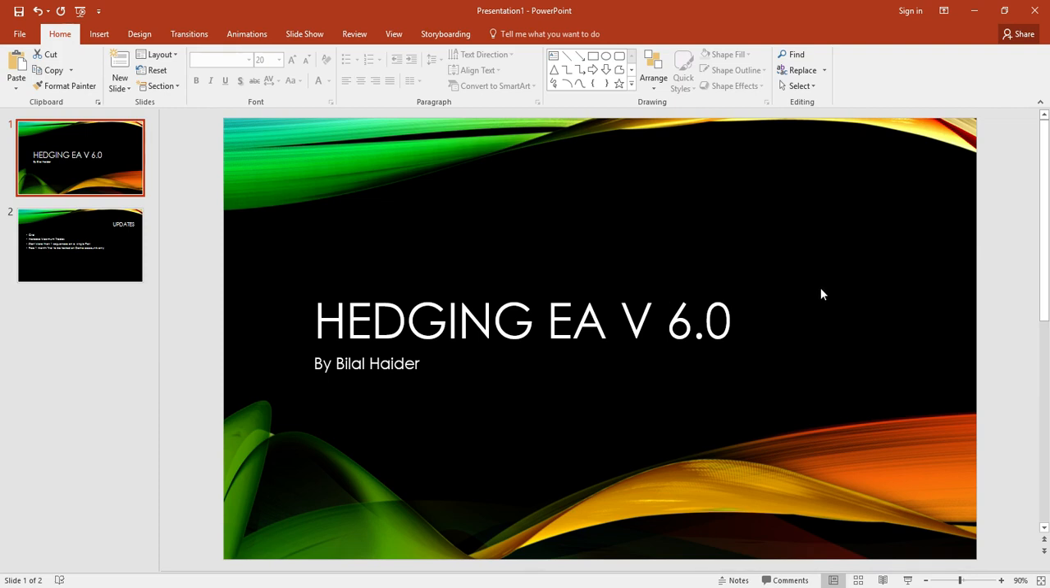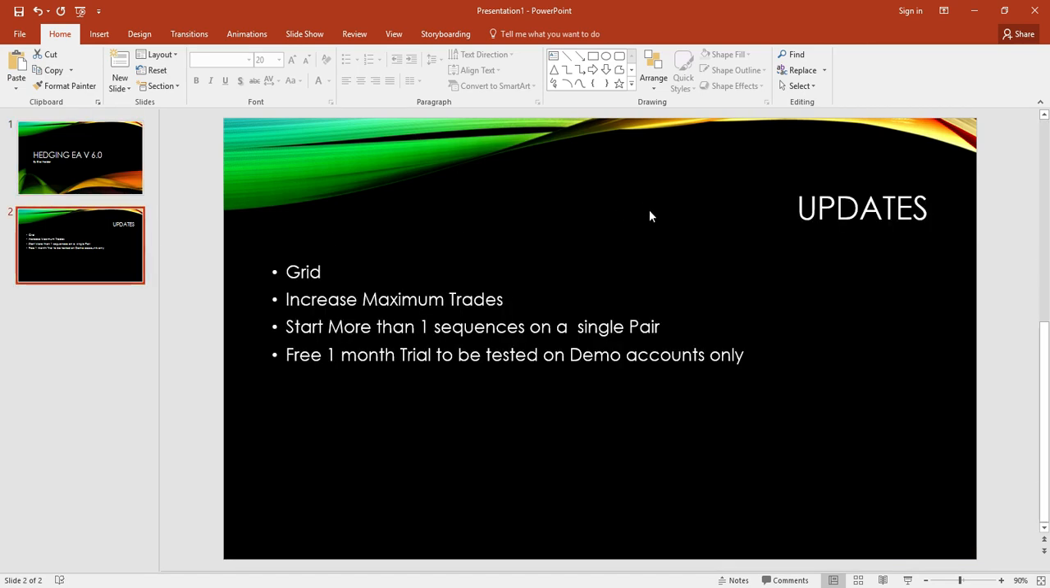My Hedging EA, and the current version is version 6.0. In this session, I'm going to talk about what updates I have made in it, and I will briefly explain them to you so that you know what exactly they will do in this recent update. Okay, so let's go ahead and see what updates I have made. These are a few updates which I have made in it.